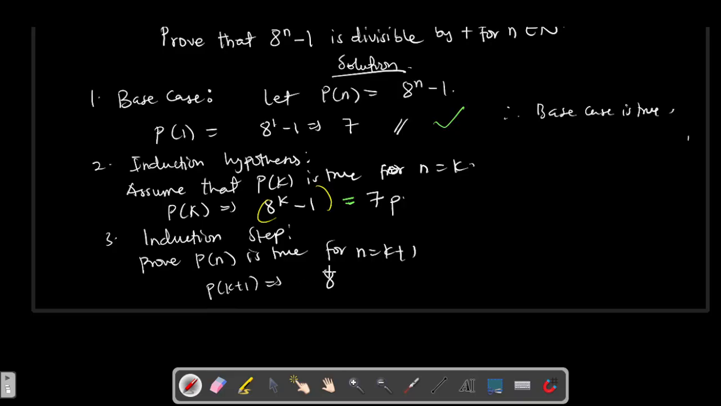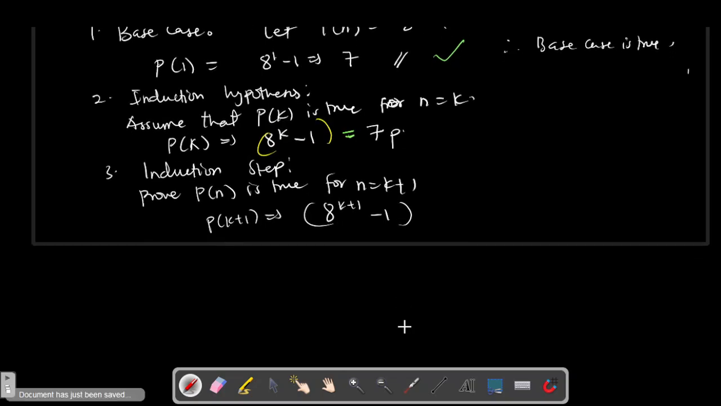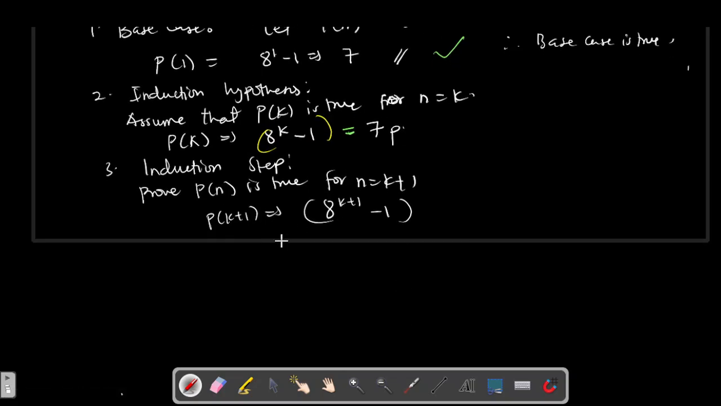Now in the induction step, we are going to say that P of k plus 1, which is mapping to 8 to the power k plus 1 minus 1, should be divisible by 7. But how do I prove that this expression should be divisible by 7? I can only do that by making use of the assumption. Now let's just simplify this. If I have 8 to the power k plus 1 minus 1, this expression is the same as 8 multiplying 8 to the power k, minus 1.